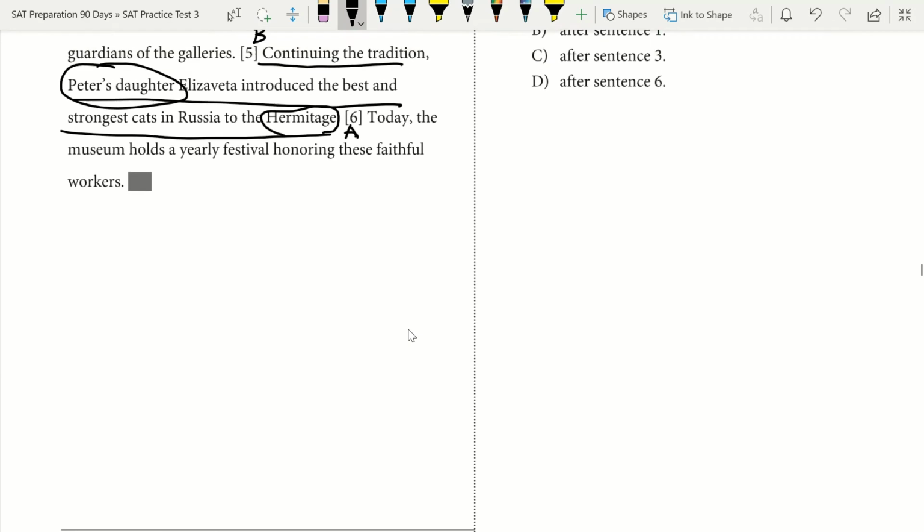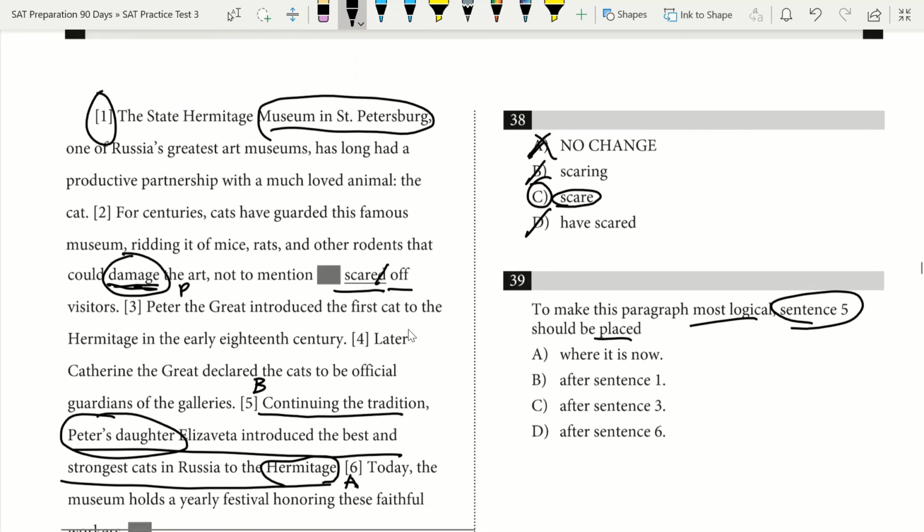All right, we can move down. We're on 39, so we got to place this sentence. Right here I see I have Peter. That's a great sign as far as where I can place this then.